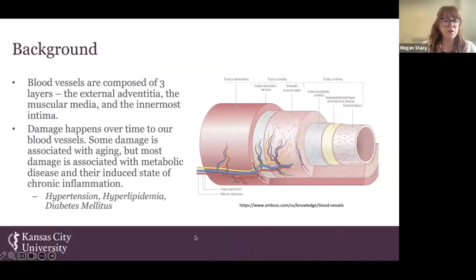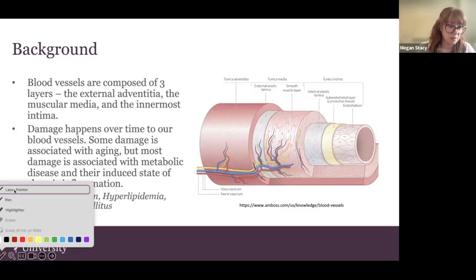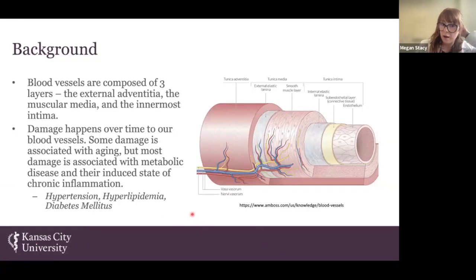Okay. So since we're talking about blood vessels, I thought it could be helpful to do a quick little refresh on our blood vessels. They are composed of three layers, and I'm going to turn on my laser pointer. So you have the external adventitia layer, the muscular media layer, and the innermost intima layer, and then the actual lumen of the blood vessel.